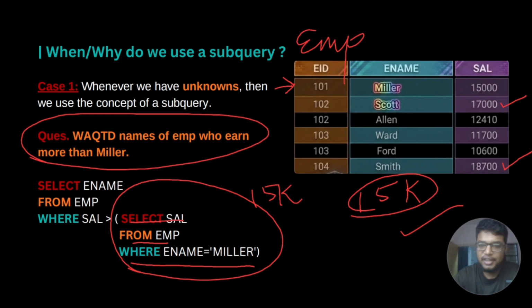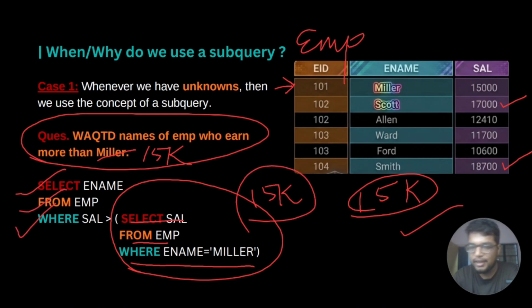Now, in this question, just replace this Miller with 15k. Now try to read this question. Write a query to display names of employees who earn more than 15k. We can say more than Miller or more than 15k. These both are quite the same. Select employee name from employee table where salary is greater than 15k. Instead of 15k, we can write this query now.